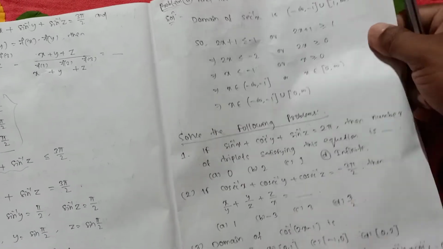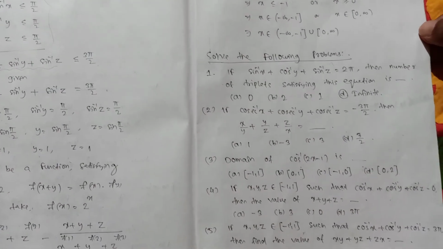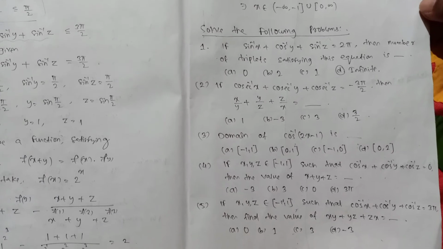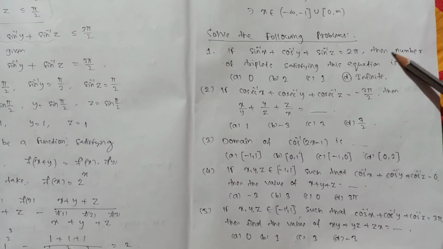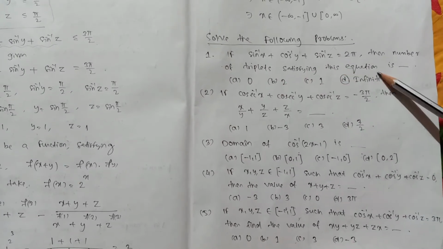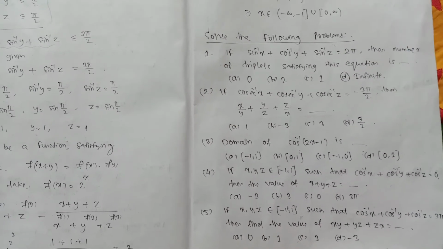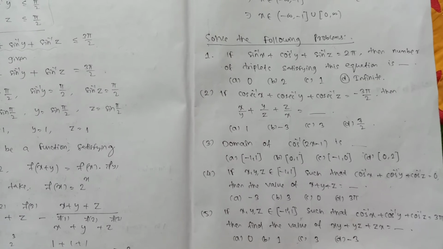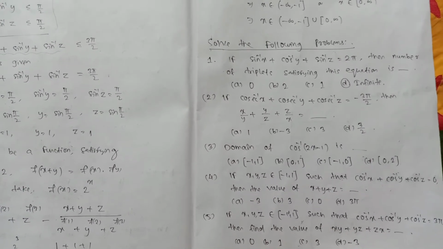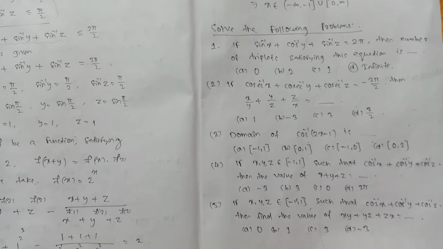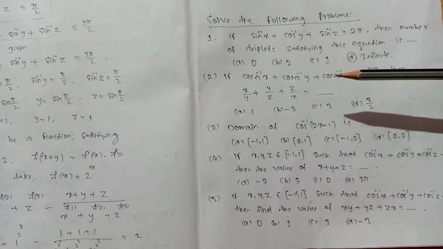Now you just try to solve these problems. Here you give the number of triplets satisfying this equation, meaning how many x, y, z you can get that satisfy such conditions. That is called the number of triplets. We have already completed such a problem like this.